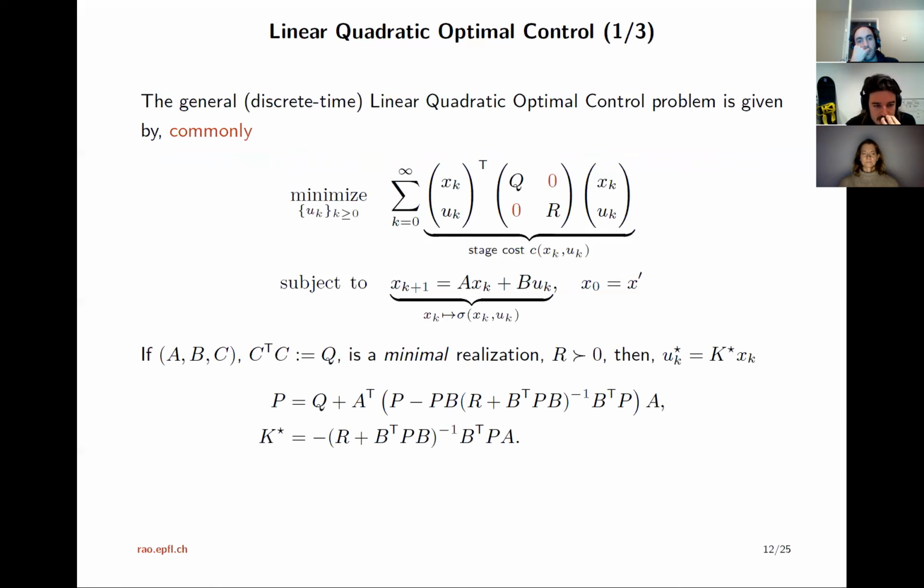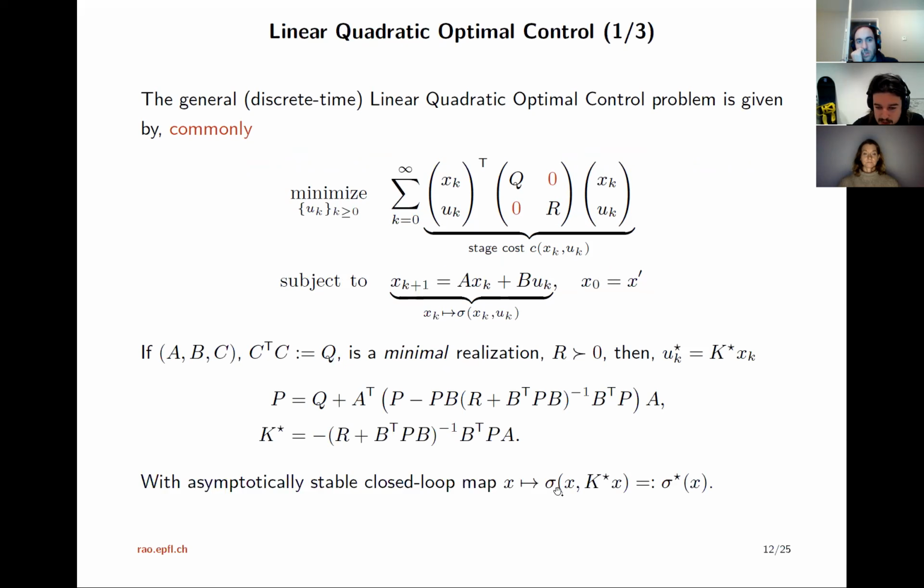And if you do that, then there's lots of theory which states that under certain conditions on your A and B matrices, on your system, and on these cost matrices, the solution is explicitly given by a linear state feedback and is parameterized by what they call a Riccati equation. In fact, the resulting closed-loop map is asymptotically stable.